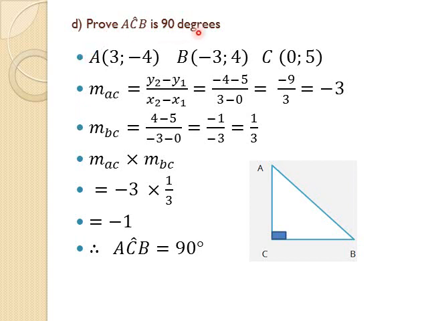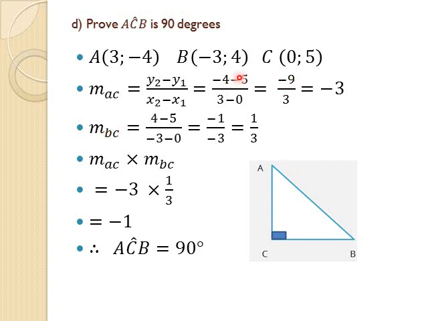Prove that ACB is 90 degrees. So I have A(3, negative 4), B(minus 3, 4), and C(0, 5). So I need the gradient of AC, then the gradient of CB, so that I work towards the angle C in the middle. So gradient AC, y2 minus y1 over x2 minus x1. Right, so for A, minus 4 minus 5 over 3 minus 0. That gives me negative 9 over 3, which then equals minus 3 if I simplify.